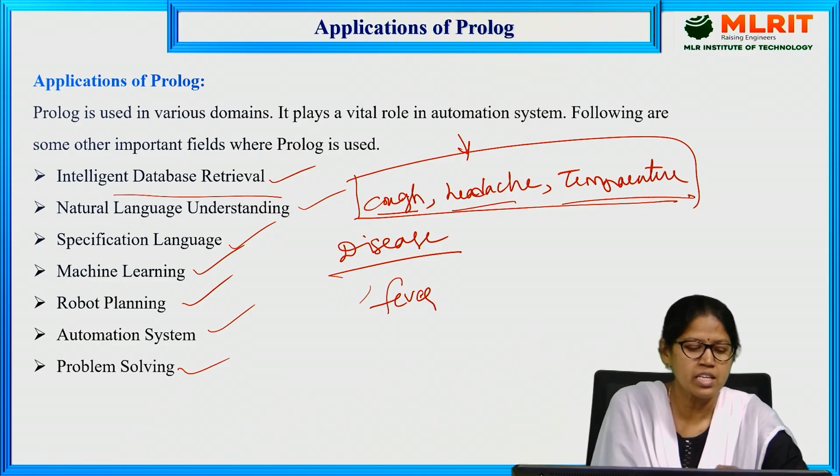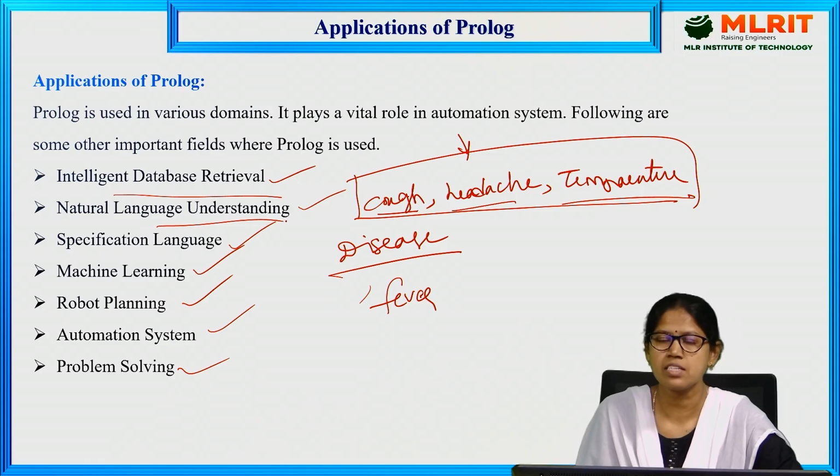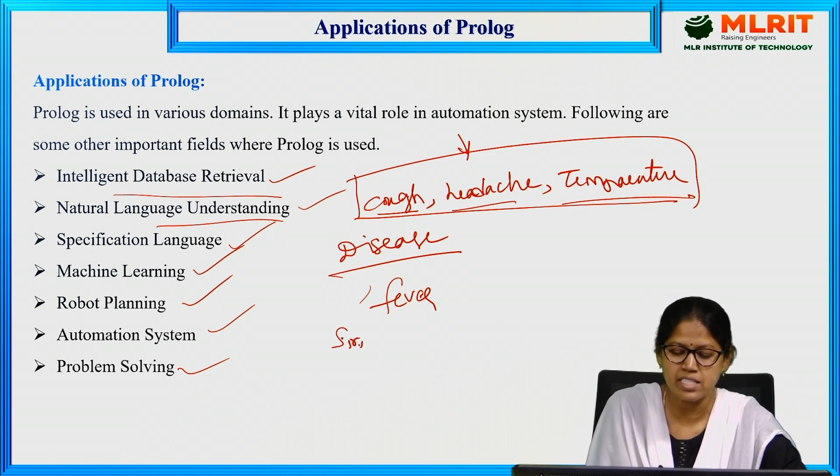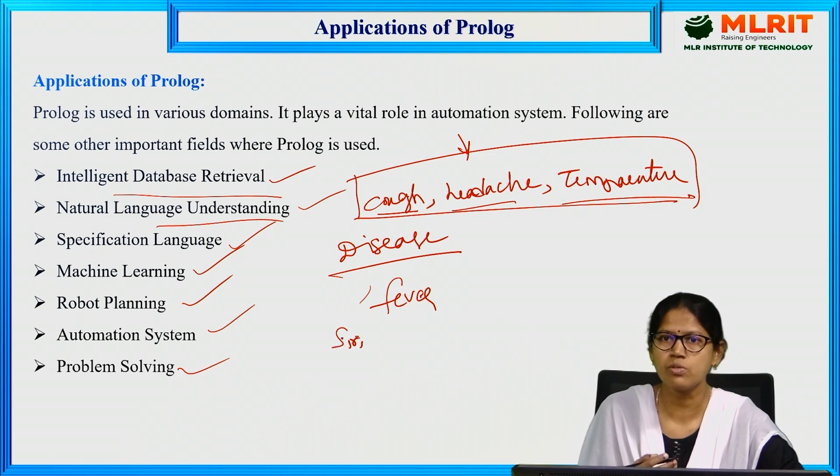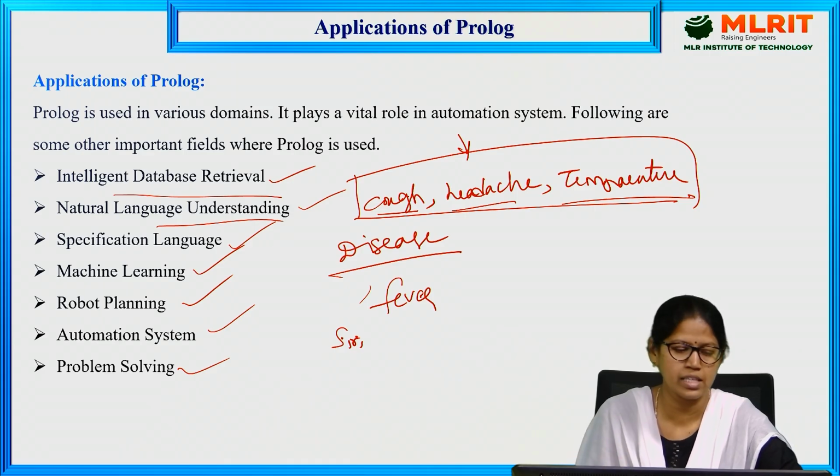The next one is natural language understanding. This is used to understand human language naturally. For example, if you take Siri, Alexa, the voice assistants, whenever you say, Alexa, play some music, it will start playing the music by analyzing and processing the human language, and it will retrieve the data.